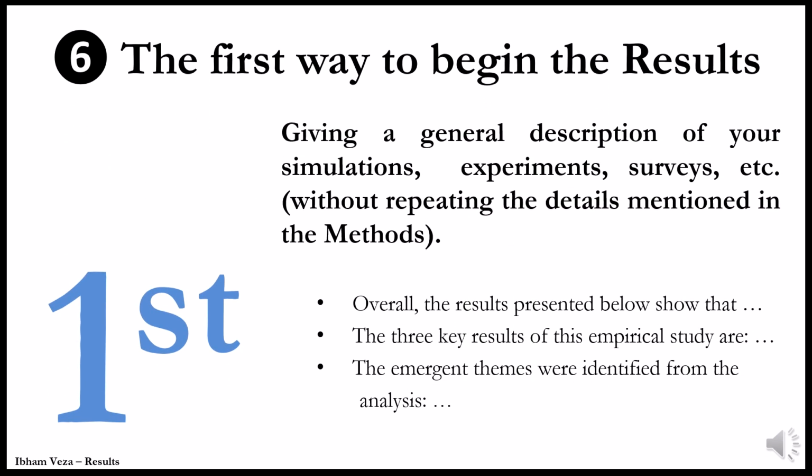6. The first strategy to start your results section. One effective way to begin your results is by giving a general description of your findings. Summarize key trends without repeating methodological details. You can use sentences like, overall, the results presented below show that.